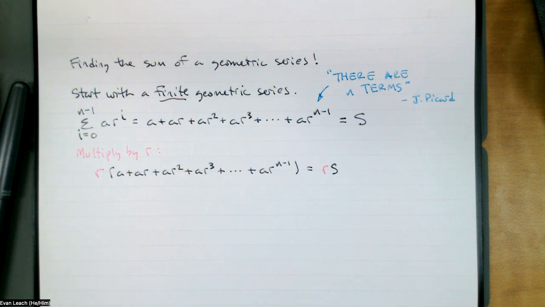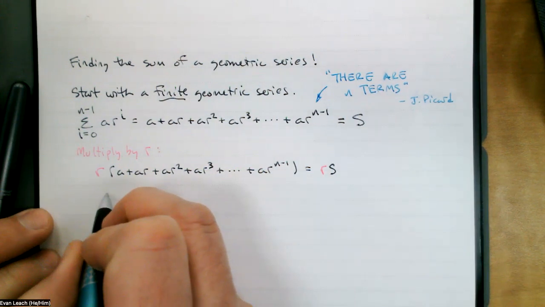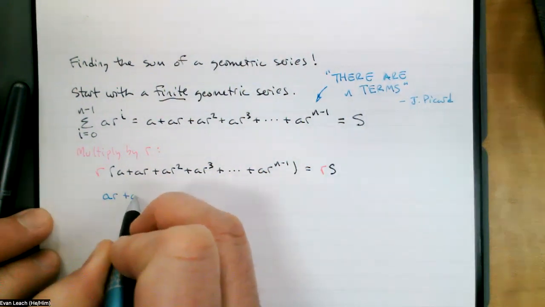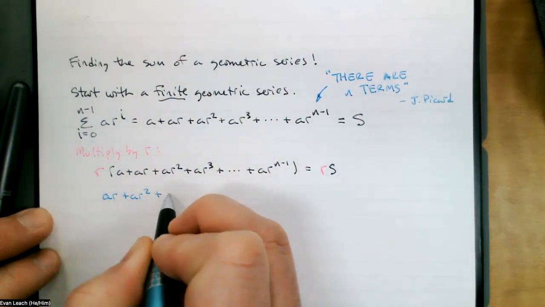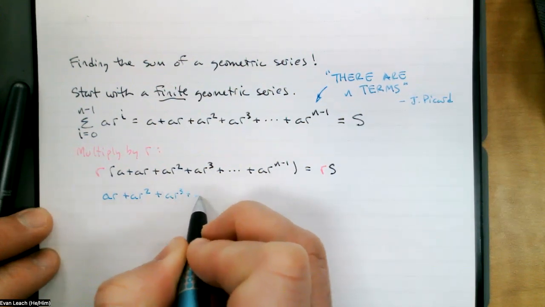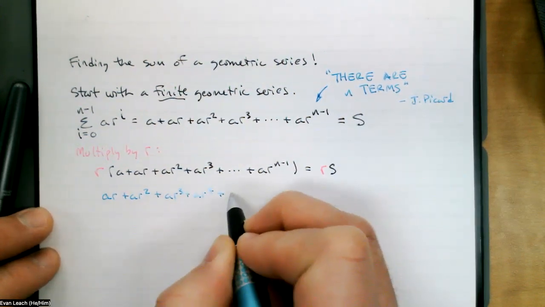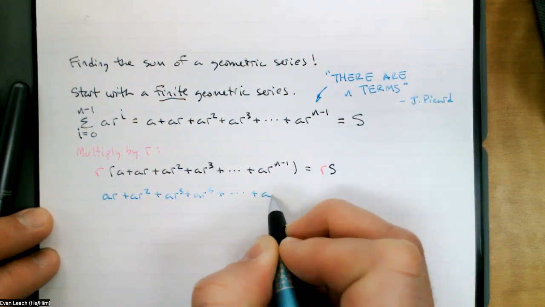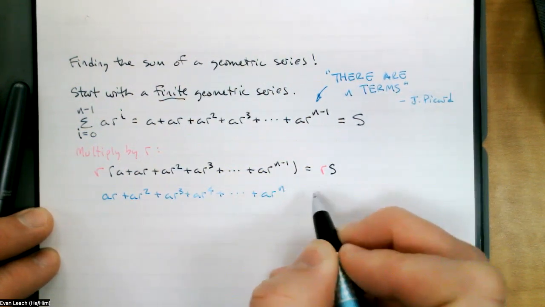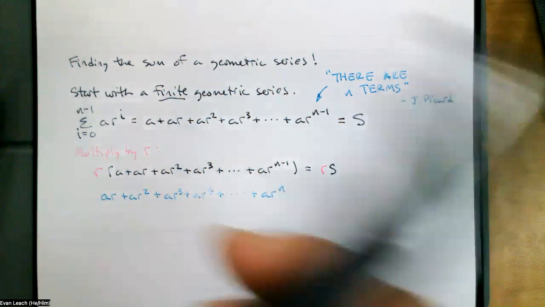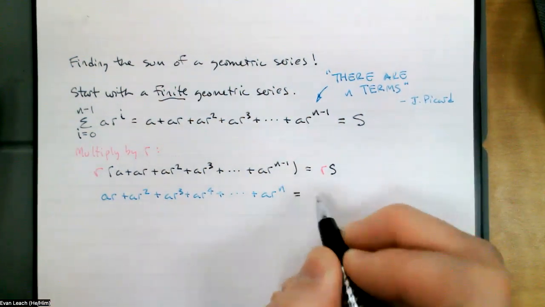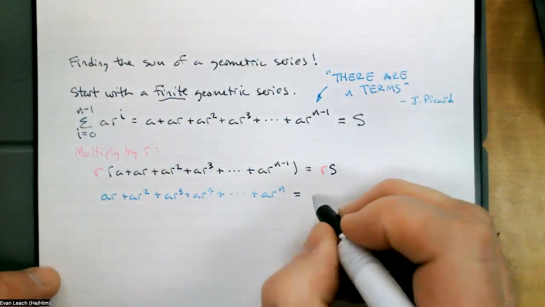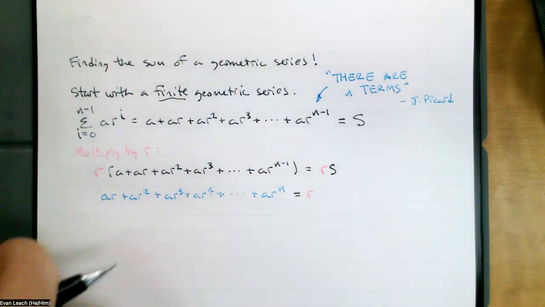So on the left, in this equation, we end up with ar plus ar squared plus ar to the third and ar to the fourth. And this goes all the way up to ar to the n. Over on the other side, we still just have r times S. It just bumps up the exponent by 1 all the way through.